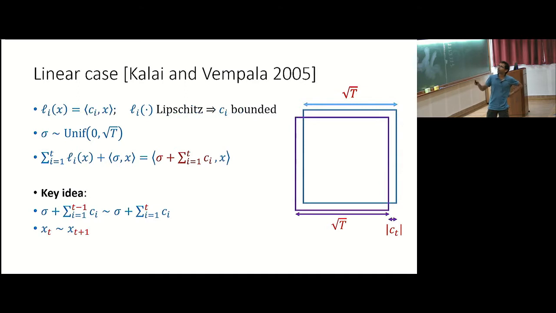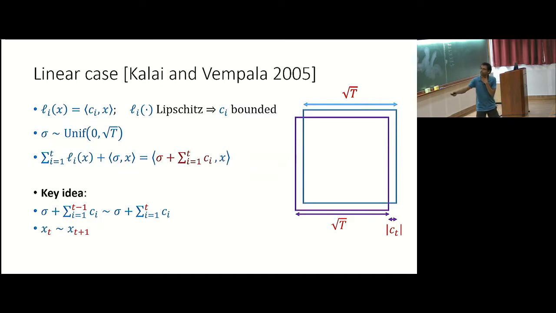Let me give you a brief intuition of how one does this in the linear case from Kalai and Vempala's original paper. In the linear case, Li of x is the inner product between a vector Ci and x. Li being Lipschitz is the same as saying that Ci is a bounded vector. Okay, the norm of Ci is bounded. It's the same as the Lipschitz constant. And once we take sigma to be uniform in 0 to square root t, we see that the optimization problem that we have here, the cumulative loss plus sigma, is the same as a linear optimization, where instead of summation Ci, I have sigma plus summation Ci. Okay.